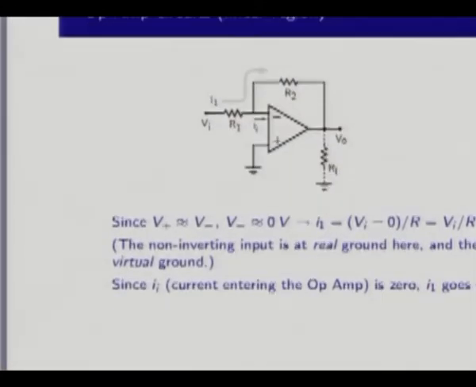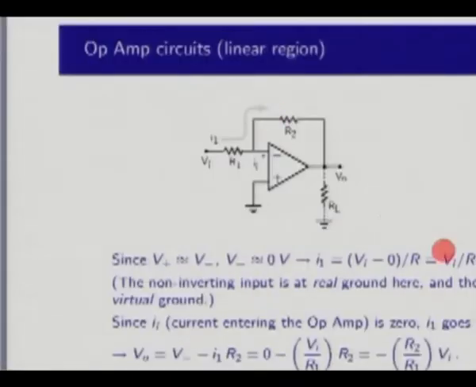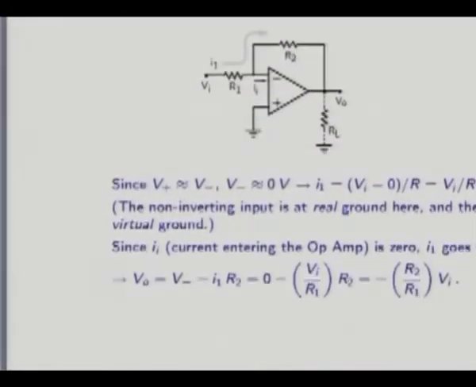Okay, the next thing that we use is the second golden rule. Since this current is 0, the current that we calculated must go around like that through this R2, and that immediately gives us the output voltage. Okay, so let's not go to the algebra, it's very straightforward, you have done it yesterday, so this is what you will get.